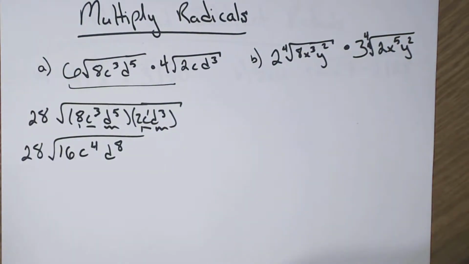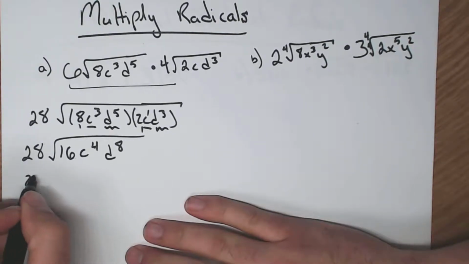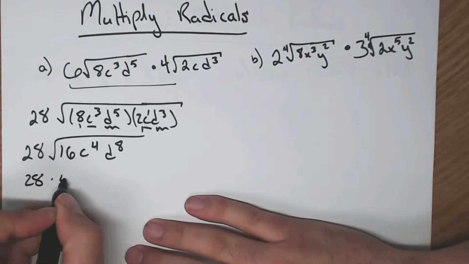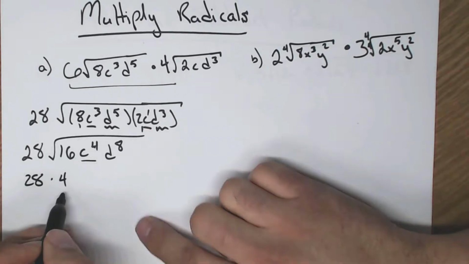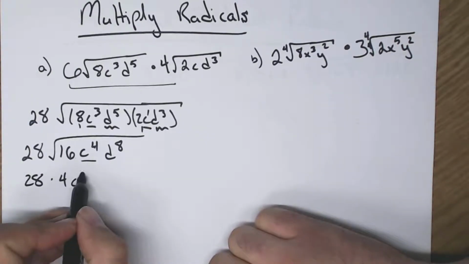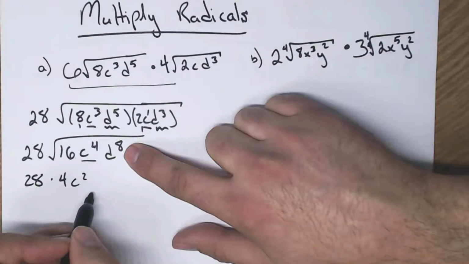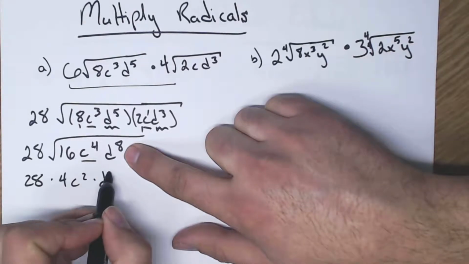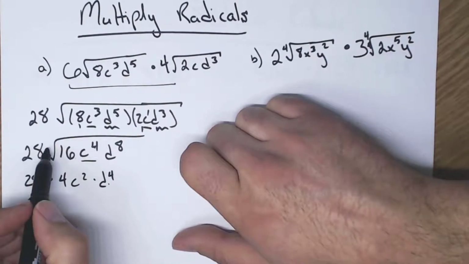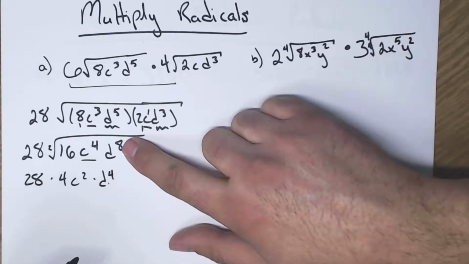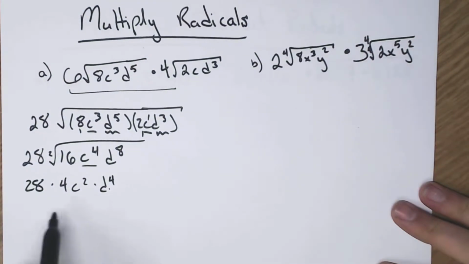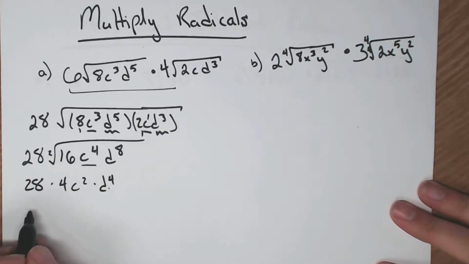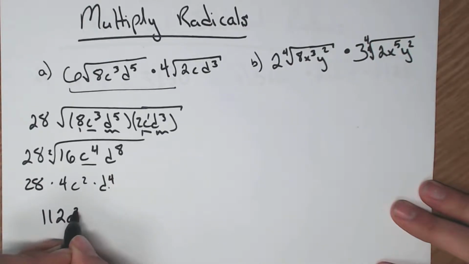Now we see if there's anything that can come out. Square root of 16 is a 4. Square root of c to the 4th is c squared. And the square root of d to the 8th is d to the 4th, because that's how many times this 2 goes into that 8. All right. And 28 times 4 gets me 112 c squared d to the 4th.